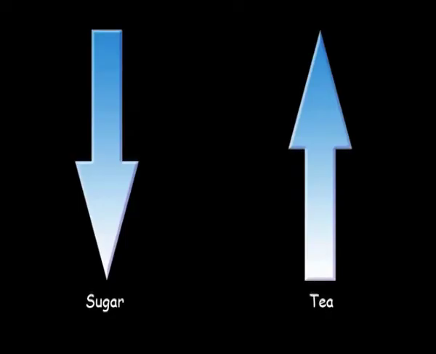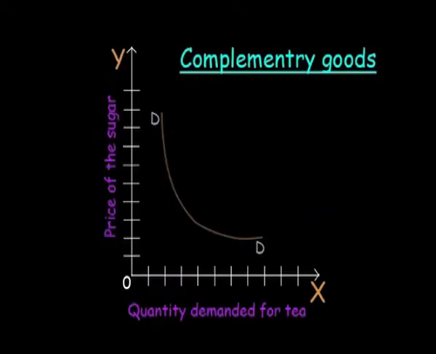Now let's talk about the demand for complementary goods. In this case, with the decrease in the price of one commodity, the demand for the other commodity increases. For example, with the decrease in the price of sugar, the demand for tea increases, and when there is a decrease in the price of petrol, the demand for cars increases. As you can see in this graph, the demand curve for complementary goods is downward sloping.